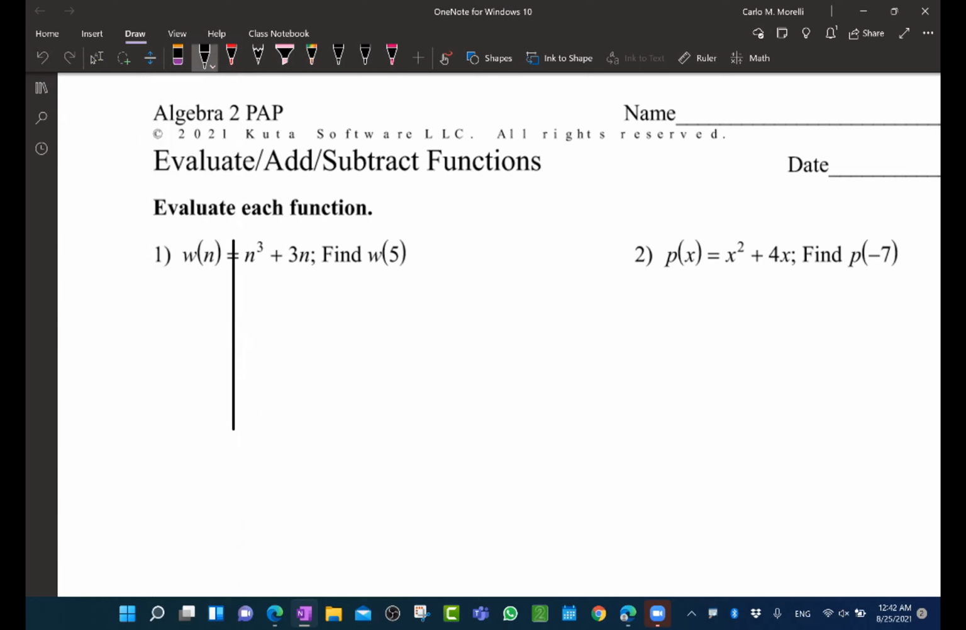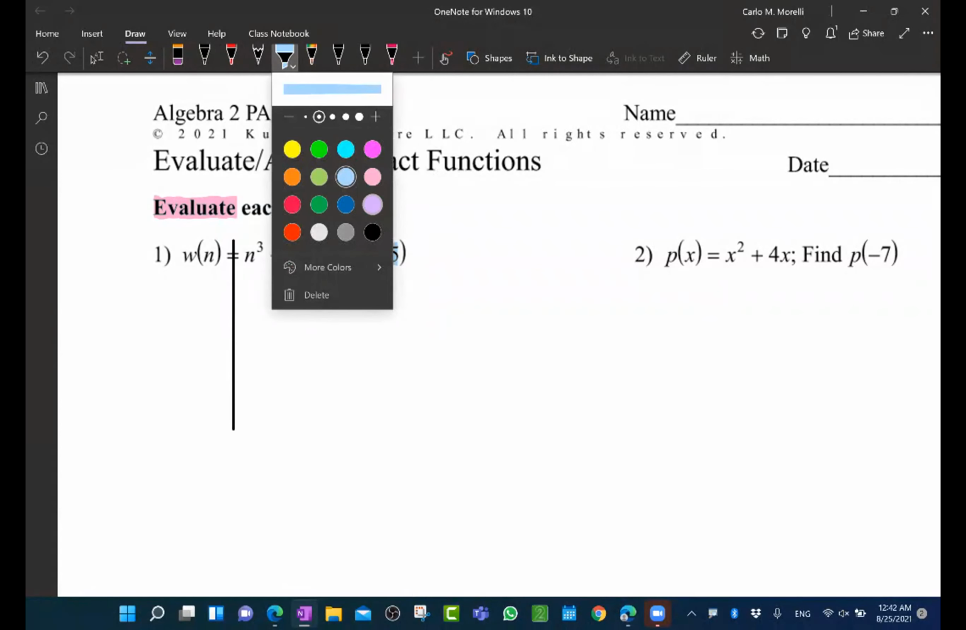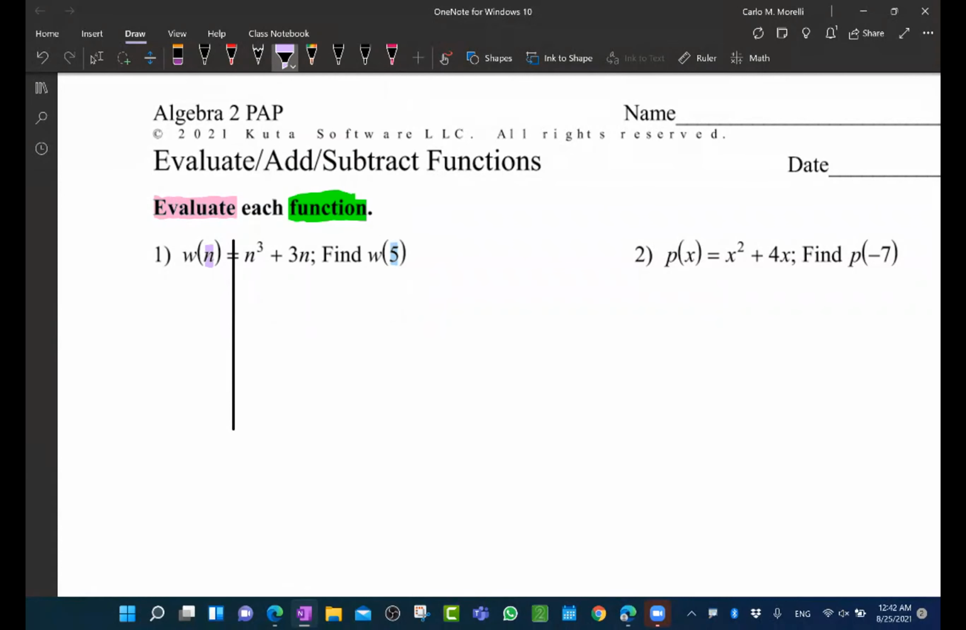So what is it asking us? It's asking us to evaluate each function. So there's a keyword, and here's another keyword. All right, so evaluate a function. What does that mean? That means that we are going to take this 5, okay, and we are going to put it everywhere we see an n, okay? So we're going to substitute the 5 for the n's and then evaluate.